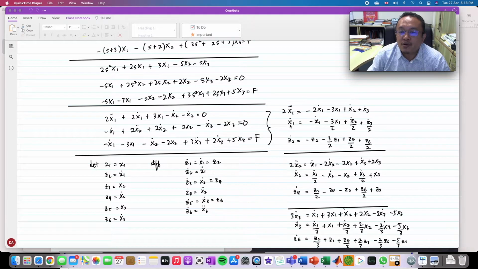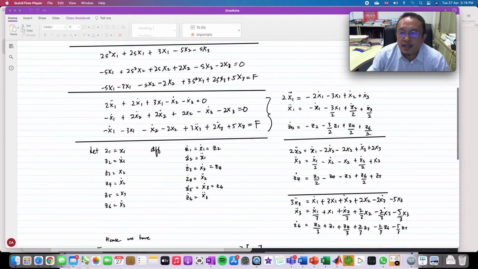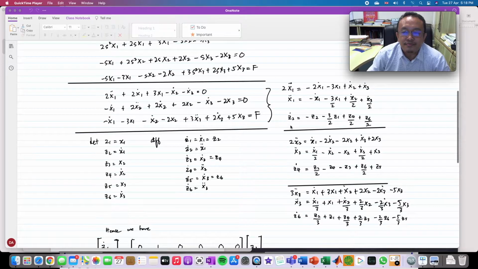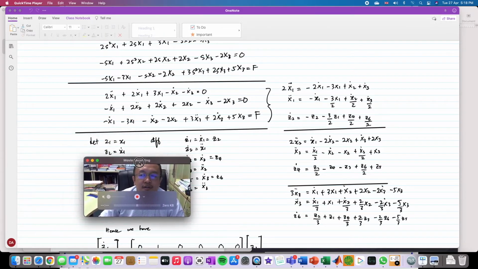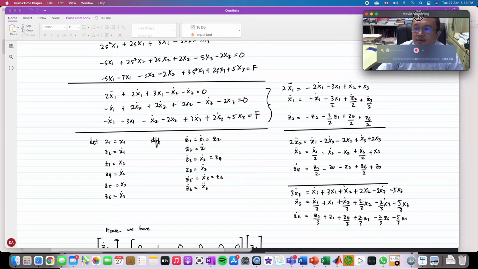Okay, from this equation, we know that x1 dot is, okay, I'm going to move my picture slightly, probably up here.